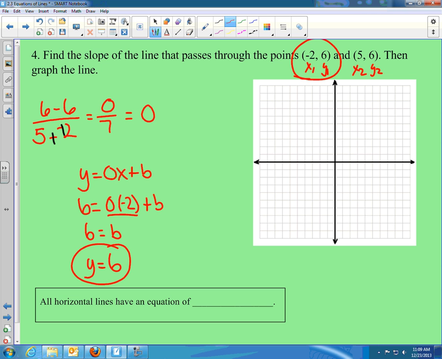So when you have a graph that's just a y, we're going to go up to 6, 1, 2, 3, 4, 5, and 6, and make our point, and it's going to be a horizontal line. So when we have a horizontal line, it's y equals b, or the y-intercept. Okay, so if you have a y equals, it's a horizontal line.